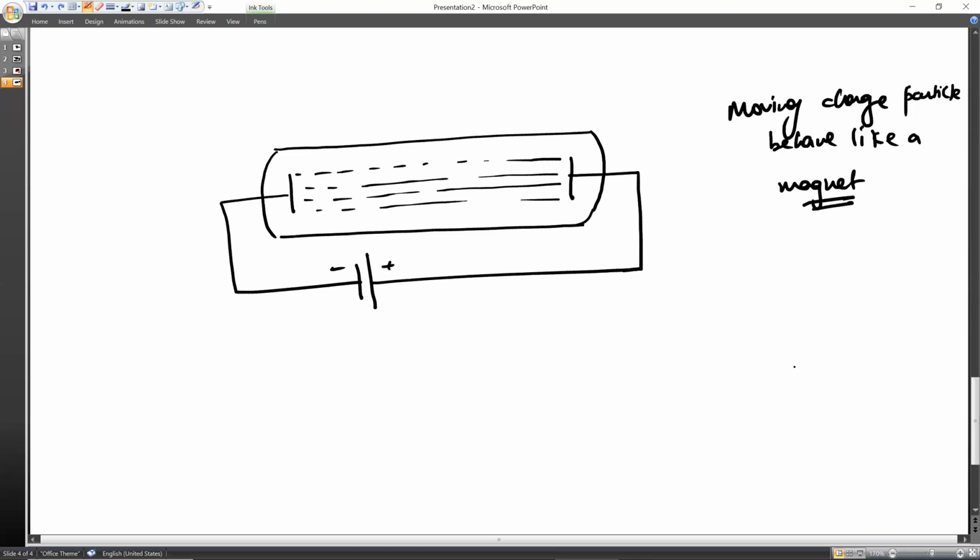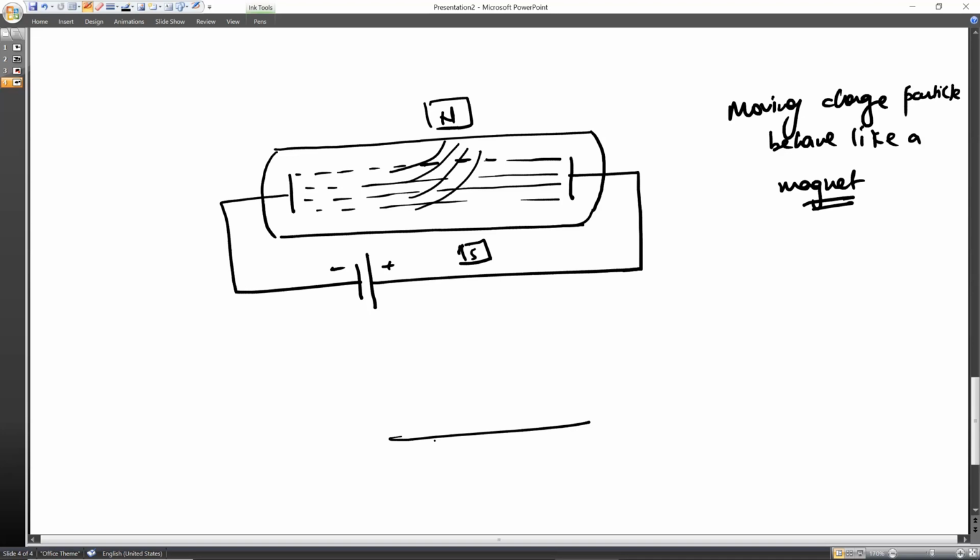Similarly, these moving charged particles behave like a magnet, and if you bring a magnetic field here, either they will be attracted towards these magnetic poles, or they will be deflected from these poles. If this is the North Pole and this is the South Pole, they will be attracted like this, they will be moving like this. You understood? Yes, sir.